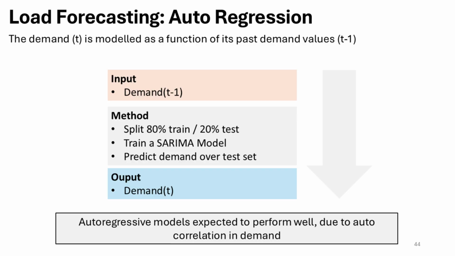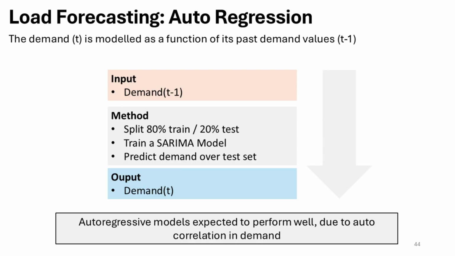Our workflow for this task follows a clear three-stage pipeline. The input is the lagged demand data. We then apply our method, partitioning our simulated data sets into an 80% training set and a 20% testing set to validate our results. Within this framework, we train a SARIMA model, which, as we previously discussed, is designed to capture both the immediate momentum of the load and its 24-hour seasonal cycles. The final output of this process is our predicted demand at t.